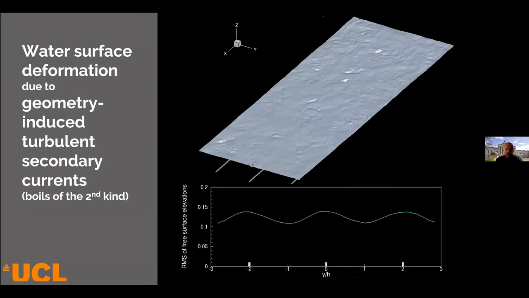And when we look at the root mean square of the normalized free surface elevations, you can see the water surface deformations, or the fluctuation of it, is stronger over the strips, and certainly not as strong in the troughs.